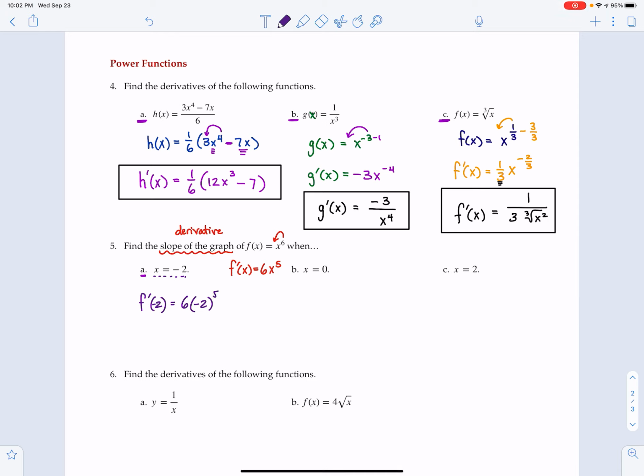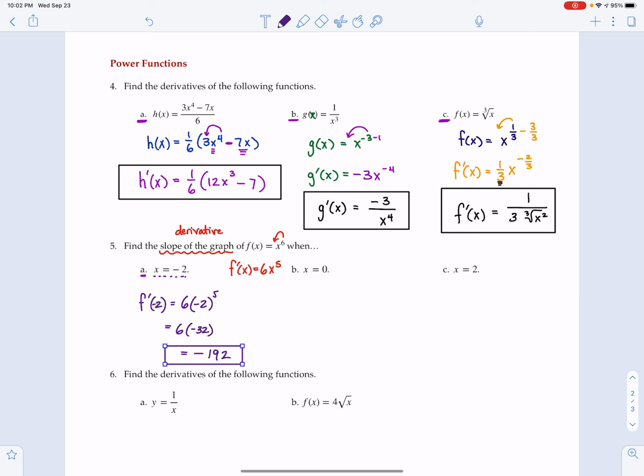And from here, ideally, it's mental math and arithmetic, but if you need a calculator, we're early enough on in the year where you can do that. So this becomes 6 times, and I happen to know that (-2) to the fifth is -32, and I also happen to know that 6 times -32 is -192.